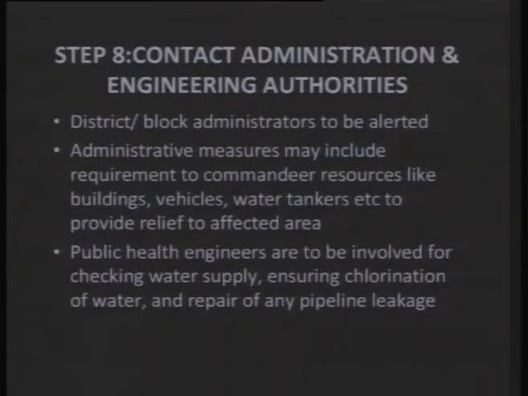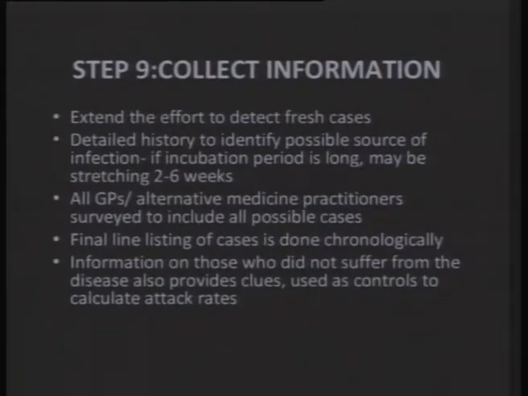You may have to increase the resources for a particular area which may not be available there, like buildings for treating mass cases. You may have a lot of cholera cases. The easiest way is to use, say, a school building or something like that, where more patients can be treated, because your hospital may not be accessible and villagers from nearby villages may be landing up there. You need vehicles, you need water tankers, relief to the affected area. The public health engineers have a very important role in checking the water supply, ensuring chlorination of water, and in case pipeline leakages are suspected to be the cause of the outbreak, they must make sure that this is repaired on priority.